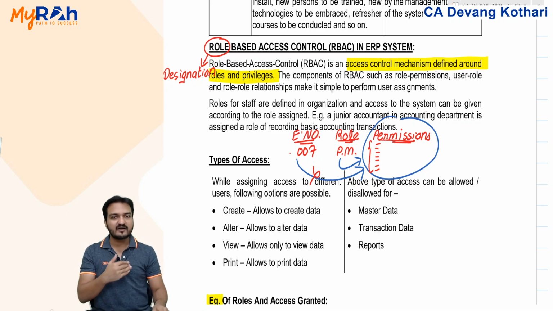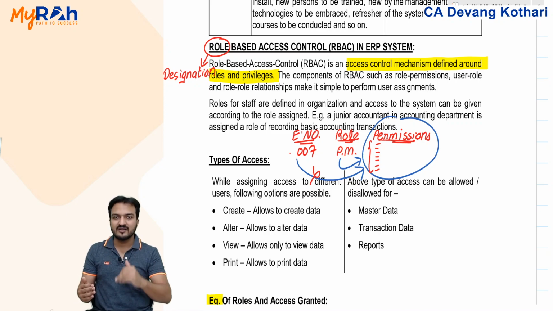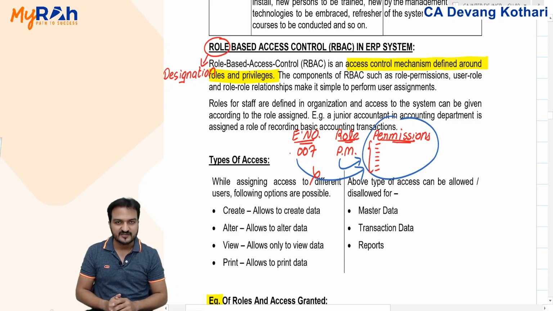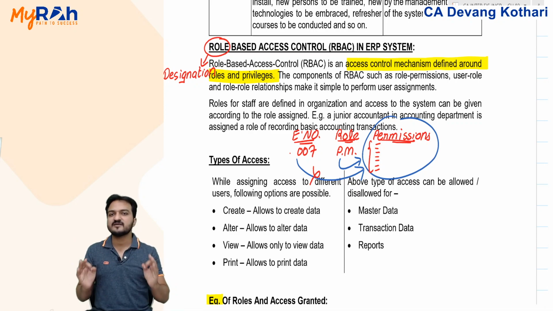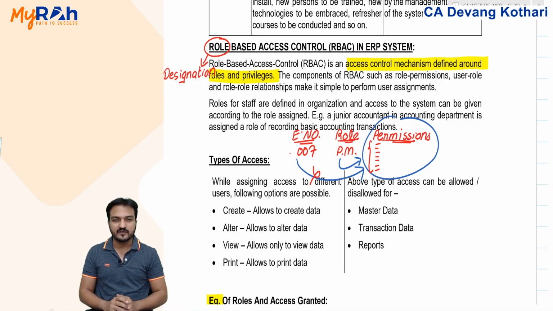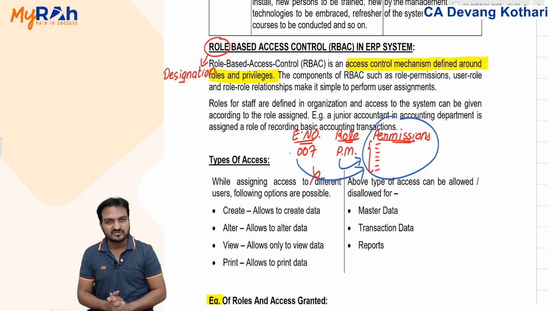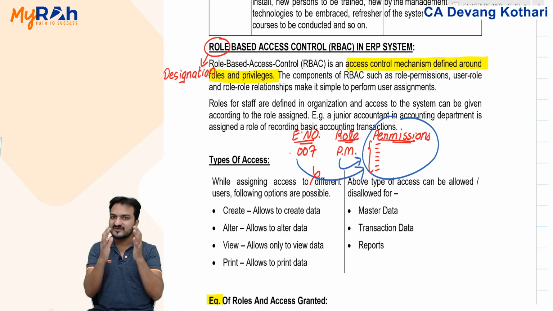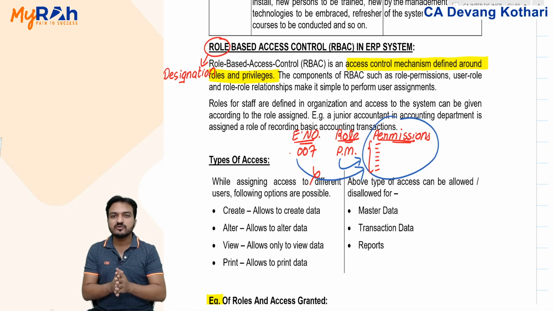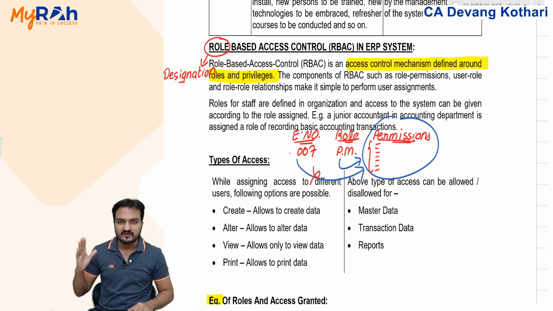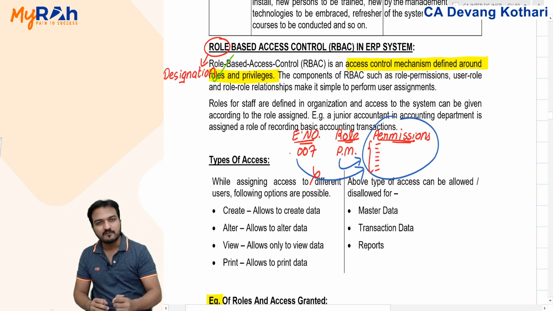Look, employees might come and go, employees might be promoted or demoted to other positions, but the positions in my company will always remain the same. Purchase manager is a designation in my company. Somebody will always be purchase manager in my company. So maybe today Mr. A is the purchase manager, tomorrow Mr. B might become purchase manager, whatever, but somebody will always be purchase manager. So whatever permissions I define into the software, I should define that permissions based on the designation, not based on the person directly. That is called role based access control.